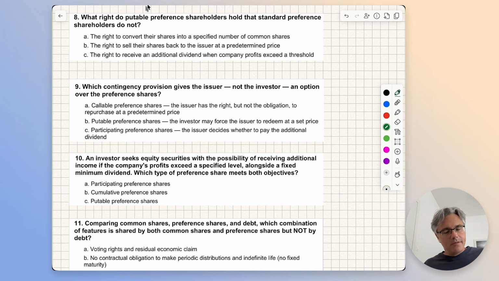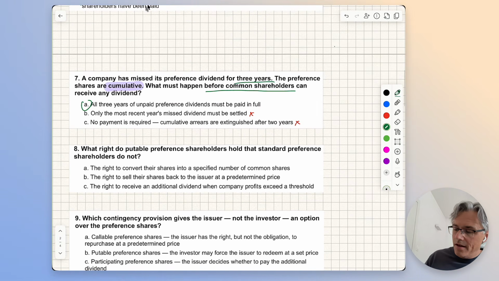But generally speaking, for the purposes of the level 1 exam, you just take for granted that those missed preference dividends have to be paid first, providing we are talking about cumulative preference shares. If they are non-cumulative, then no payment would be required because they don't accumulate.